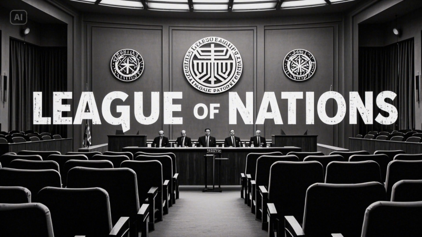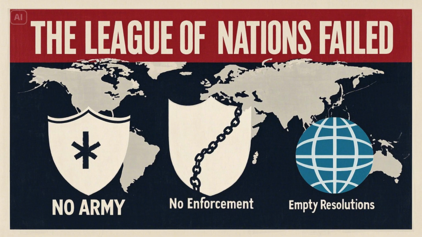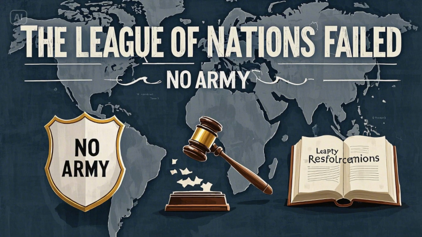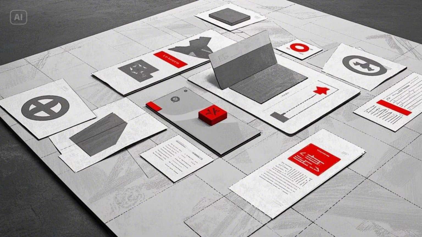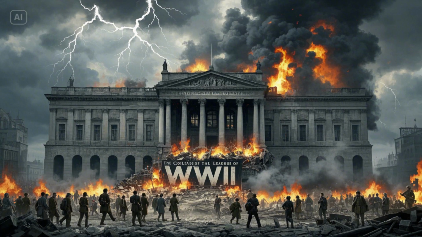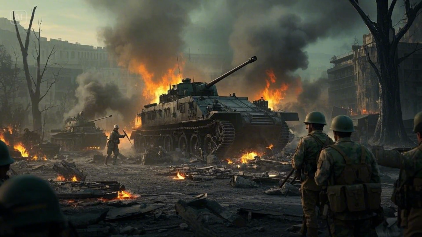The failure of the League of Nations. Before the United Nations, there was the League of Nations, created after World War I. It was supposed to maintain peace. But it failed miserably. Why did it fail? It had no real power, no army, no enforcement, just empty resolutions. The US, one of the most powerful countries, never even joined. It couldn't stop Hitler, Mussolini, or Japan's expansion. By 1939, war erupted again and the League of Nations collapsed. The world needed a stronger system, and this time the great powers took control.